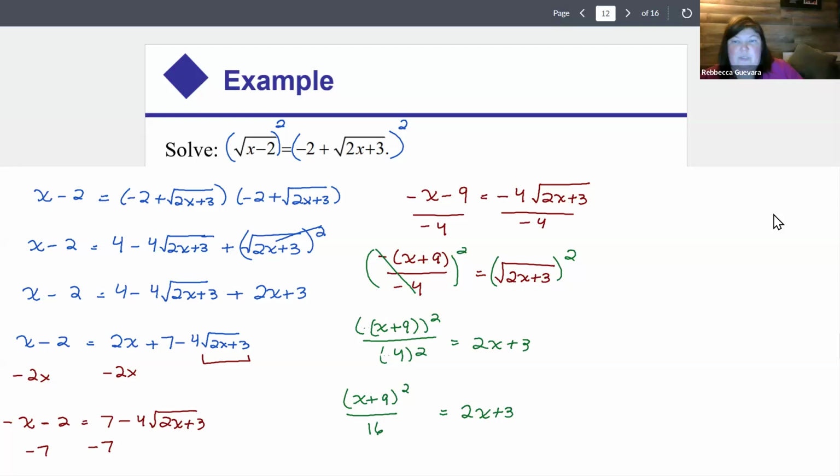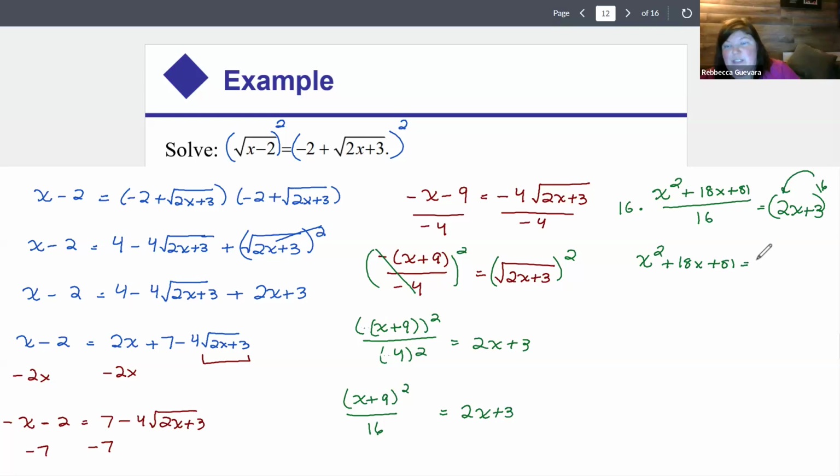Okay. So continuing, if I expand x plus 9 squared, that is going to be x squared plus 18x plus 81, all divided by 16, which equals 2x plus 3. So now I'm really just solving for x. We've got the 16, so let's multiply both sides by 16 to get rid of it. So we've got x squared plus 18x plus 81. 16 times 2x is going to be 32x, and 16 times 3 is going to be plus 48.